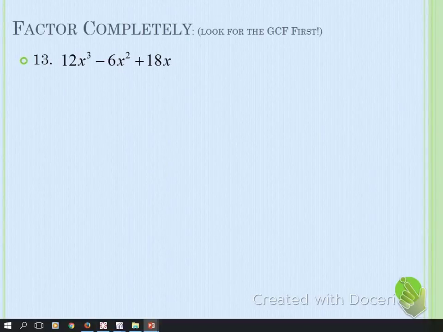Okay, 13. Just a little reminder to make sure you're always looking for a GCF. So factor this guy out completely, start the video, and check your work.